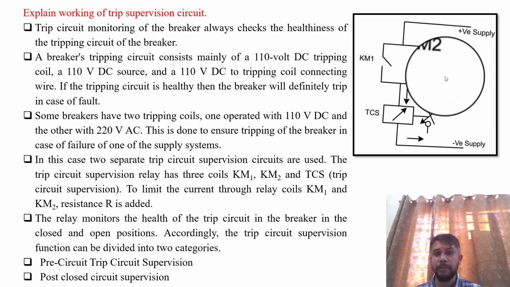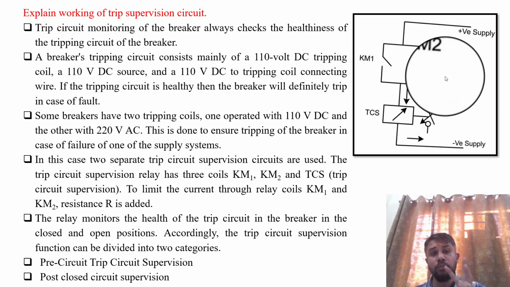So a breaker tripping circuit consists mainly of a 110 volt DC tripping coil, a 110 volt DC source and 110 volt DC tripping coil connecting wires. If the tripping circuit is healthy, then the breaker will definitely trip in case of fault. And in the event of fault, the breaker must trip; that is the work supervised by the trip supervision circuit.